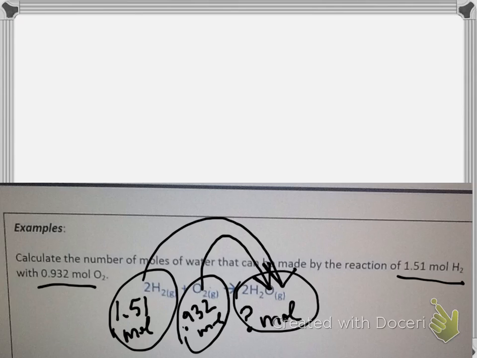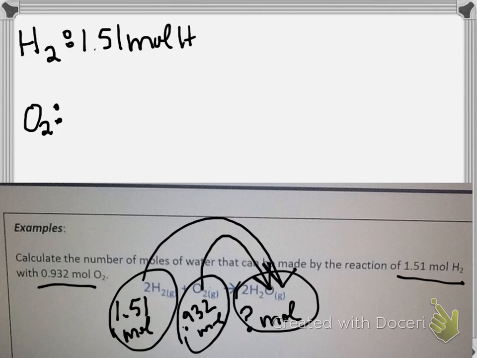Okay, so how are we going to solve it? Here we're given moles of hydrogen. We need to convert moles of hydrogen to moles of water first. So from the hydrogen, we're going to calculate the moles of water. Because we're also given oxygen, we're also going to convert oxygen moles to water moles, and we're going to compare those 2 answers. So let's start with the hydrogen first. We're given 1.51 moles of hydrogen. How many moles of water can we make?